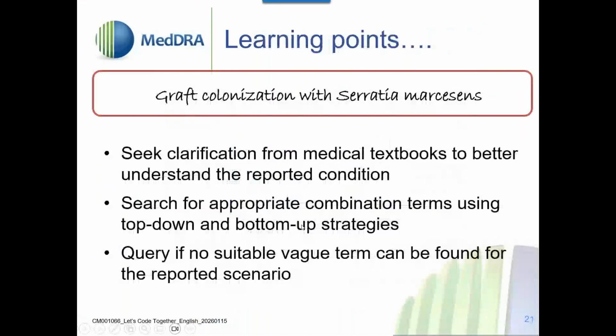So our learning points is that we would seek clarification from the medical textbooks to better understand the reported condition. We would search for appropriate combination terms using top down and bottom up.